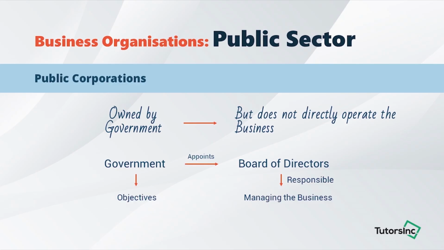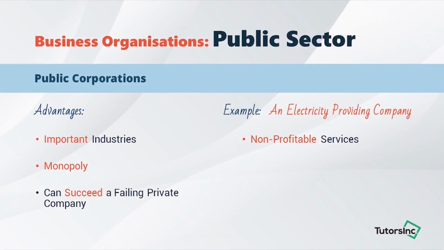Let us now look at the advantages of public corporations using the example we gave previously of an electricity providing company. First of all, an industry like electricity is crucial for a country. Government taking over these industries means that these will be provided to the people while keeping the public's best interest in mind. The same can't be said about private individuals. Next, government usually nationalizes monopoly services and uses it for the betterment of the people. Moreover, they have the ability to succeed a failing private company as they have more resources to pull through the bad times. And finally, they provide them as non-profitable services because governments are more focused on the welfare of the people instead of just profits.